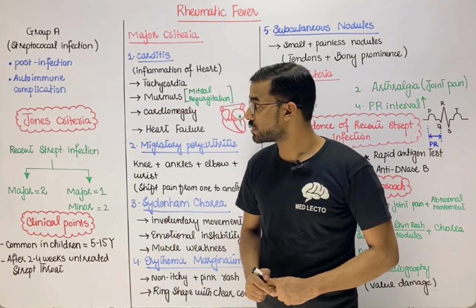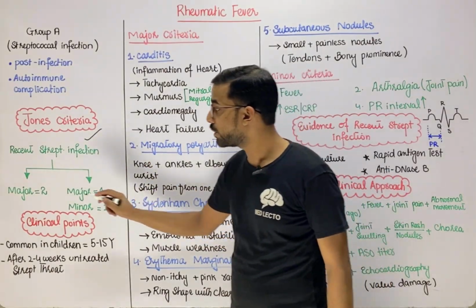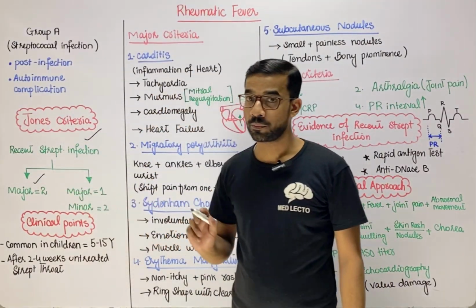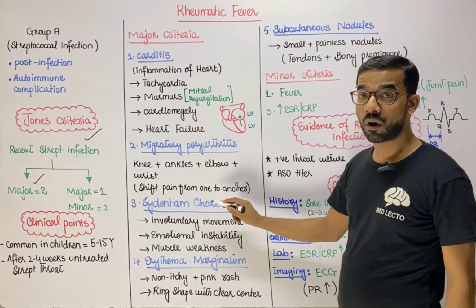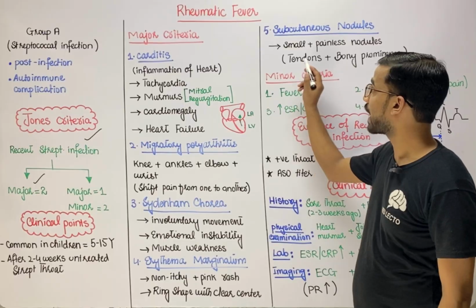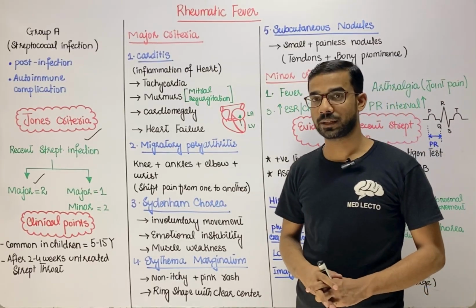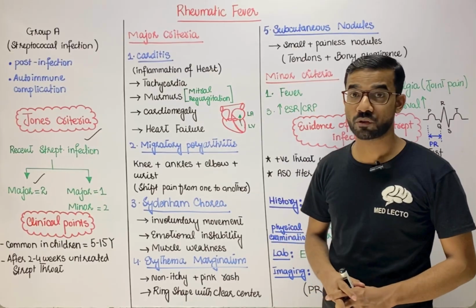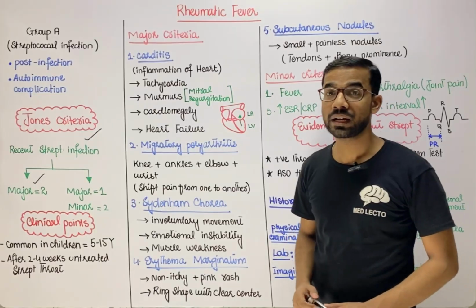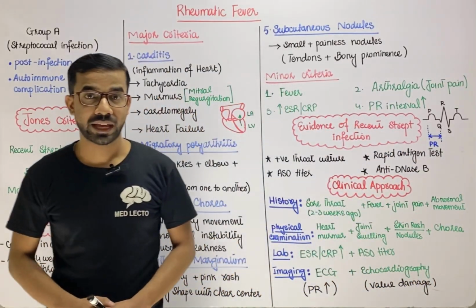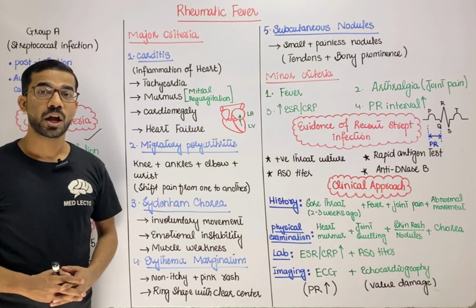So we have to see, first, the recent strep infection. Then we can take any two major criteria from carditis, migratory polyarthritis, Sydenham chorea, erythema marginatum, and the subcutaneous nodule. So you have to check only two major criteria in the diagnosis of rheumatic fever, or you can take one major and two minor criteria for the diagnosis of rheumatic fever. So this is how we will move towards rheumatic fever.